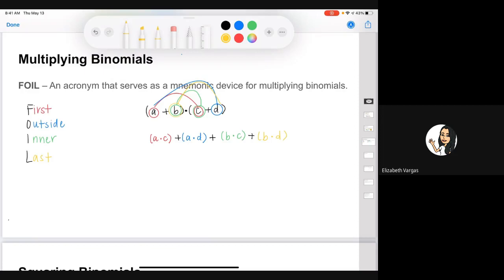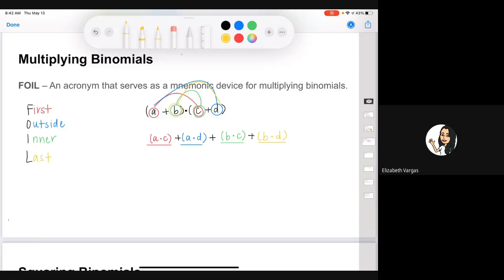And so by doing this, I've FOILed. I basically distributed each of my parts into my other equation. So this would represent my first distribution. This would represent my outer distribution. This would represent my inner distribution. And this would represent my last distribution.